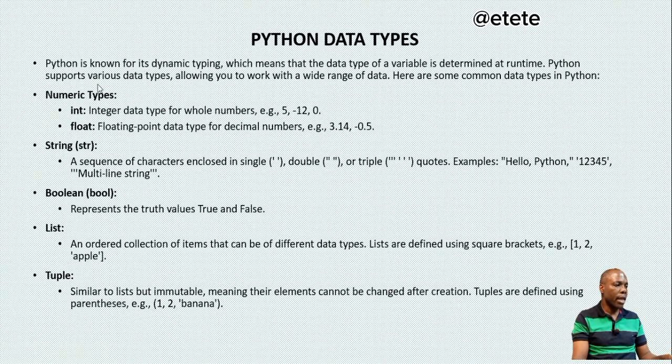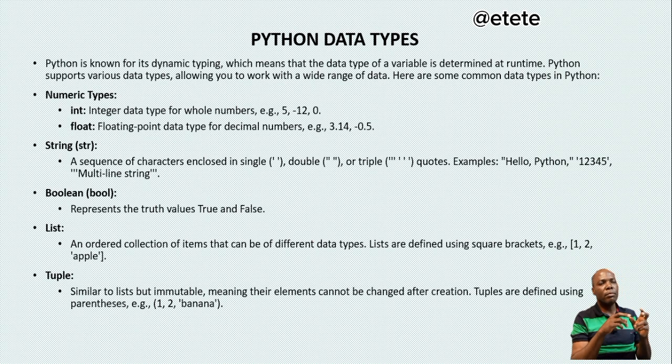Now, Python data types. Python is known for its dynamic typing, which means that the data type of a variable is determined at runtime. Python supports various data types, allowing you to work with a wide range of data. Here are some common data types in Python. Before I go on, let me quickly use another explanation to show you this data type that we want to look at.